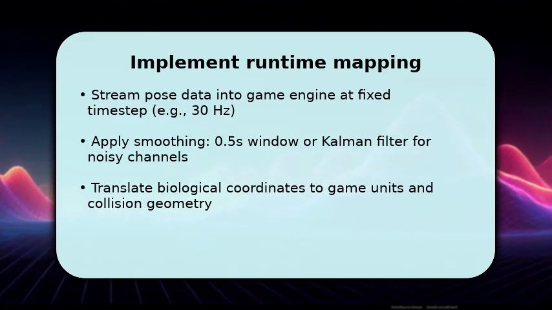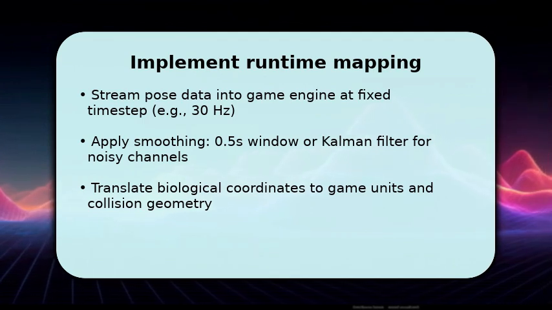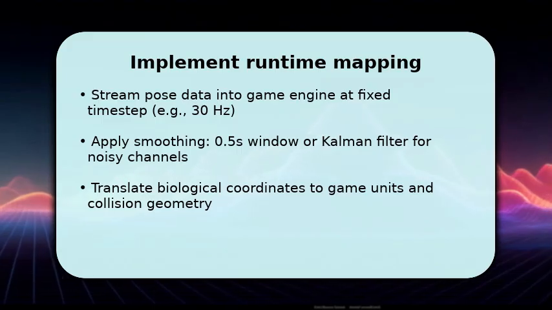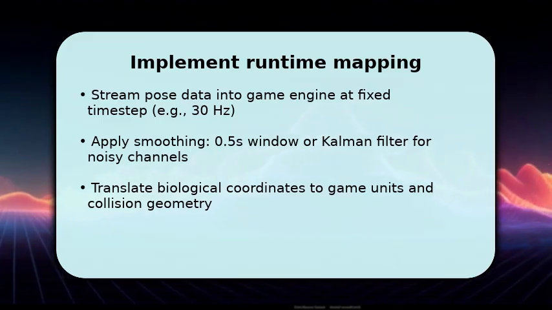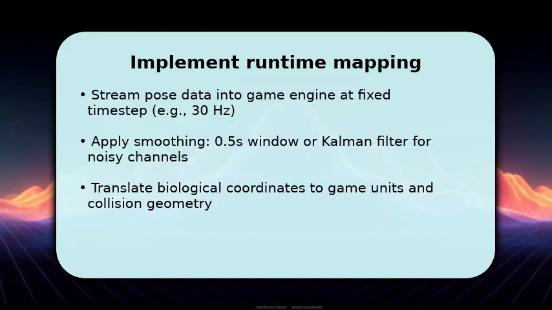Next, translate biological coordinates into game units and bind collision geometry to anatomy. While executing, monitor latency and packet loss. If drift appears, resynchronize clocks and reapply calibration without interrupting the experiment.